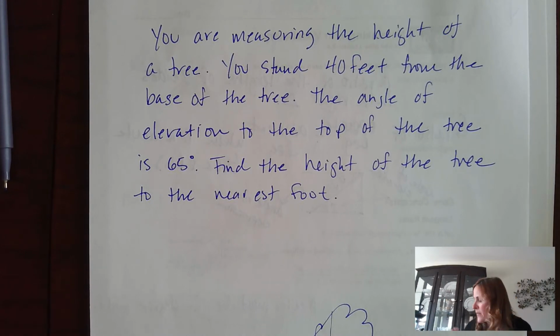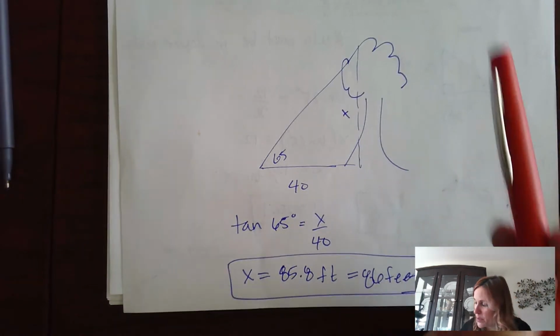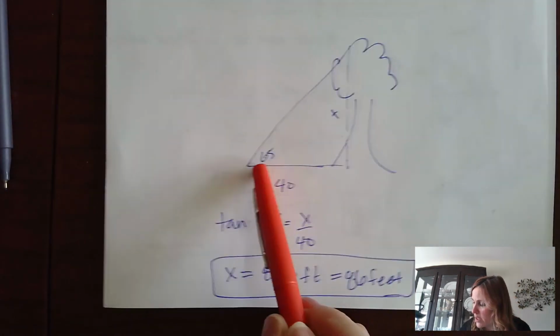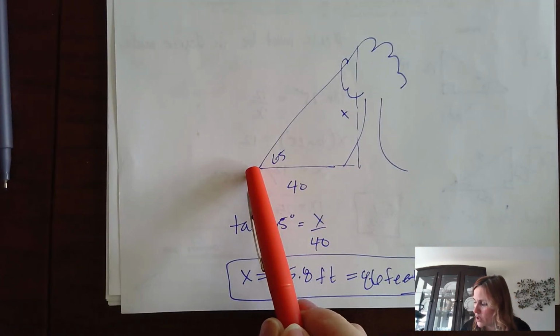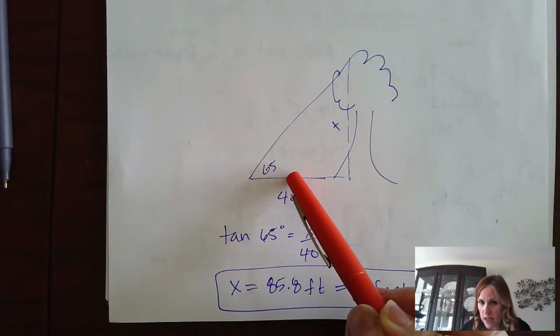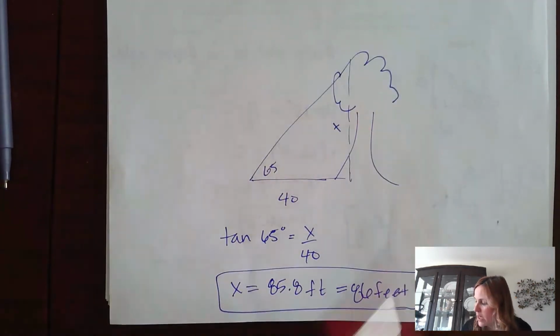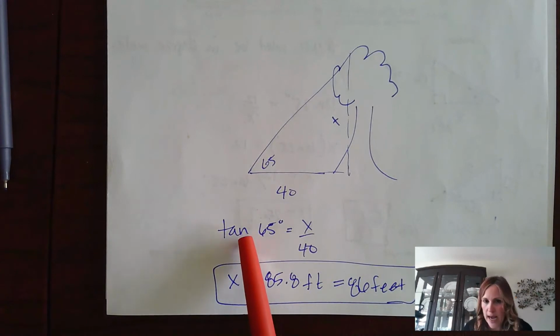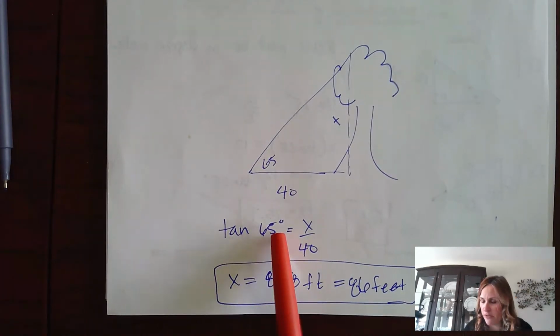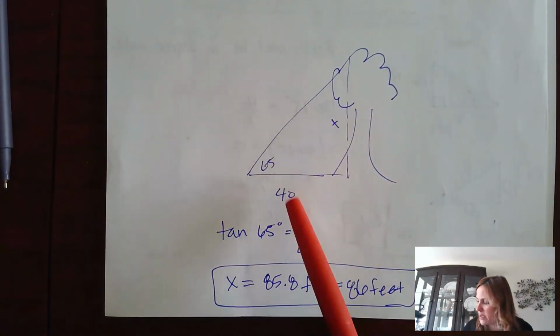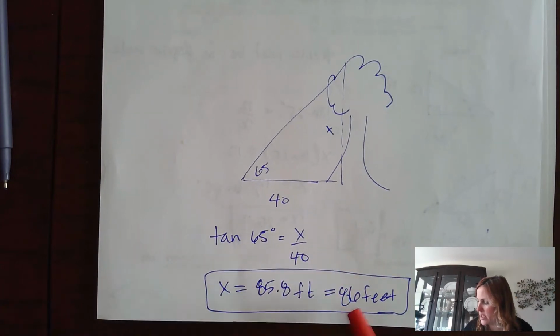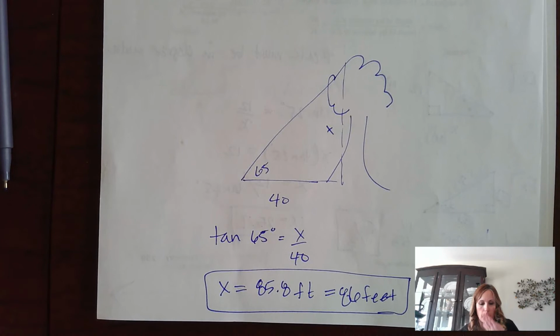I always think a diagram helps. Like what we were doing before, this is the distance you're standing away from the tree, this is your angle of elevation, that's that little angle down here, and you're finding x. So I did tangent of 65 is opposite over adjacent, and I figured out it's about 86 feet for that length. Again, just showing you how we can set up a story problem involving tangent.